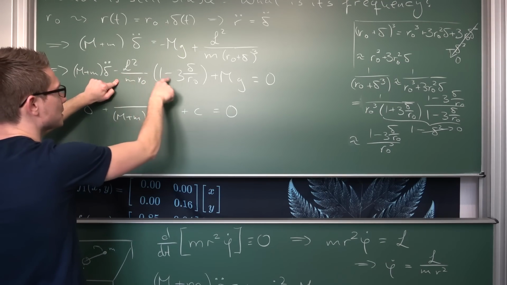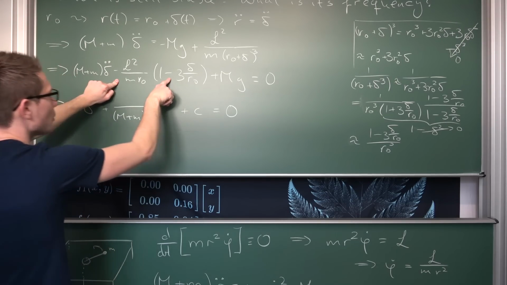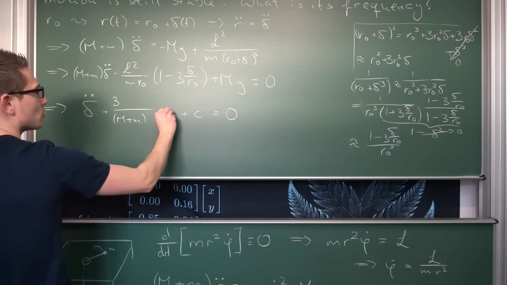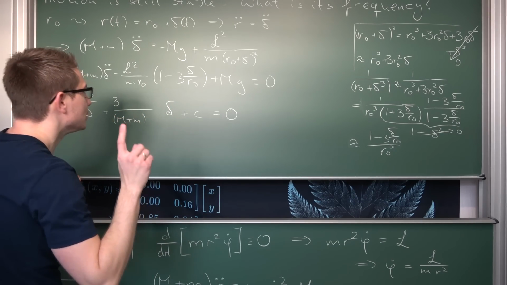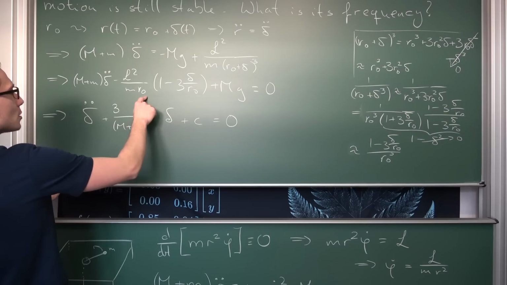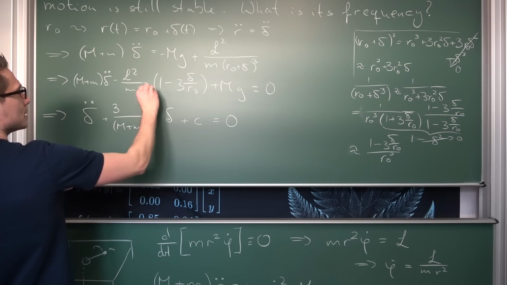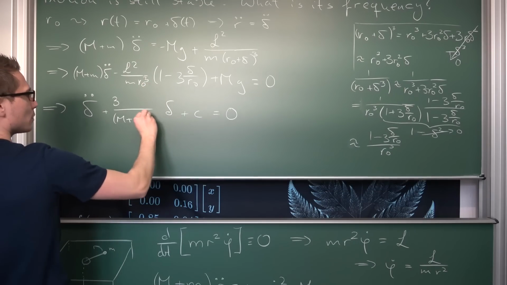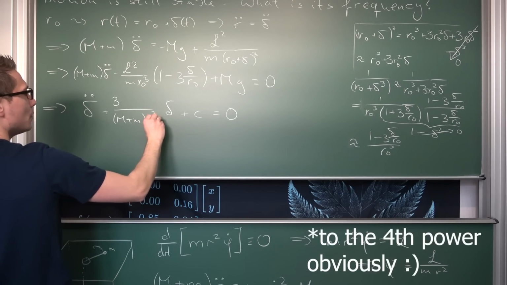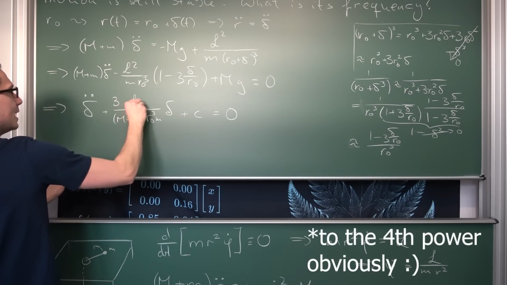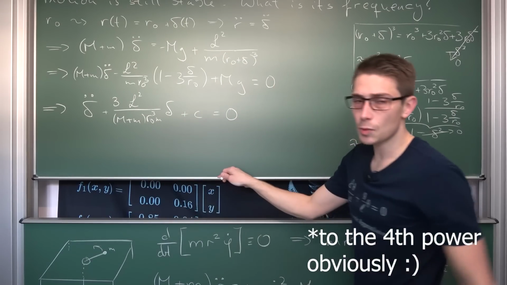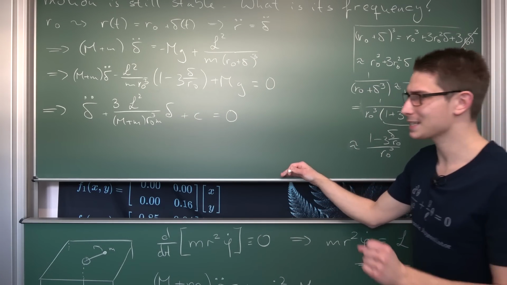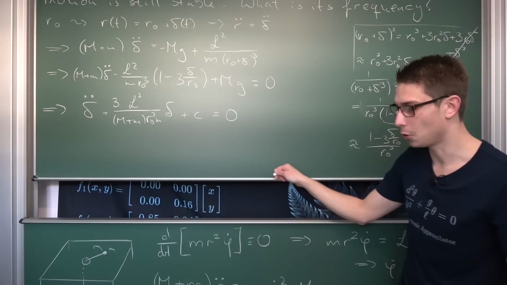We are going to get negative times negative is positive. We are going to get a 3 up here overall. Also, we are going to get a delta term here, which is the really important part at that. Also, I forgot the third power term right here. We are going to get R naught to the third power, and also a small m down here, and an L squared here. And this right here is a simple harmonic oscillator. This is something that you need to see at this point.